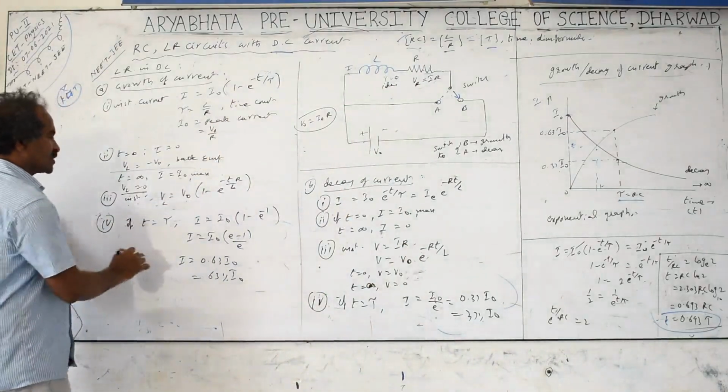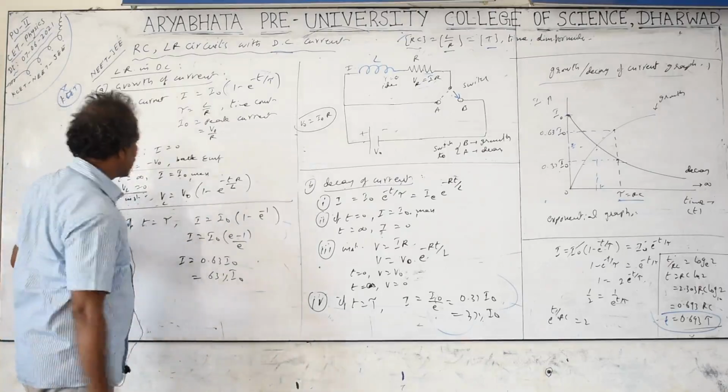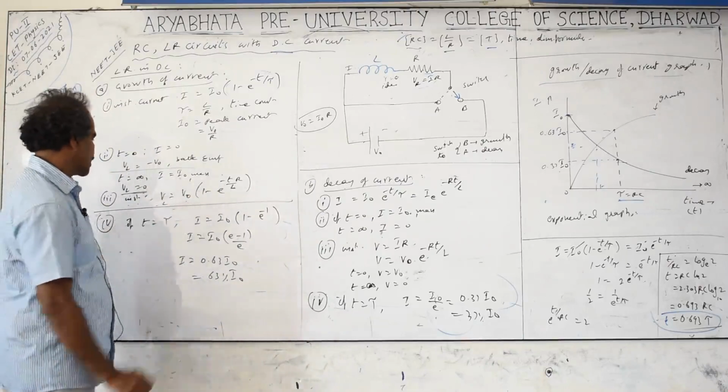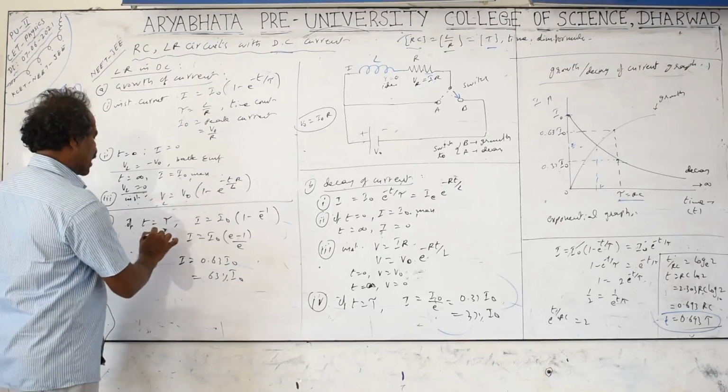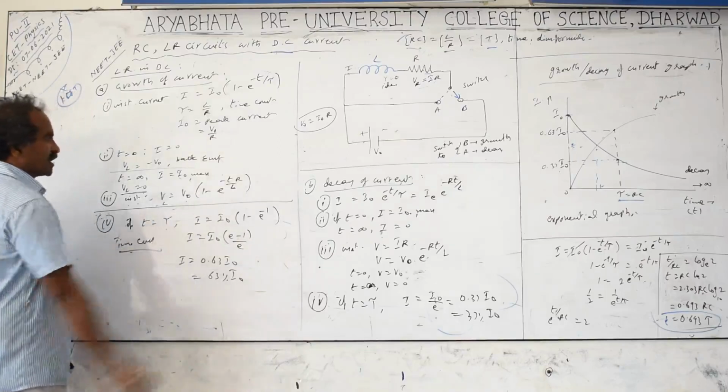Next, when time t equal to 0, current is 0. This is a time constant relationship, and for voltage also we can take: when time t equal to 0, what happens to the voltage, and after infinite time what happens to the voltage. Next is time t equal to 0. This is for the time constant, the time constant for the growth of the current.